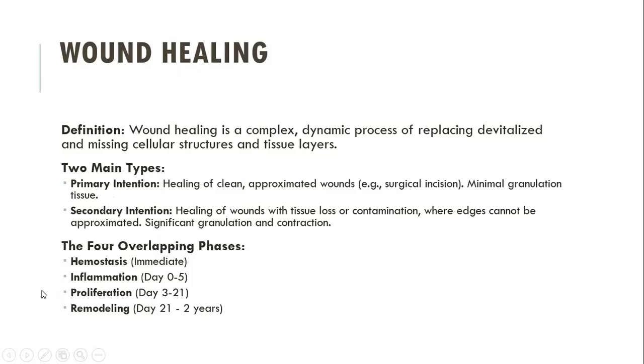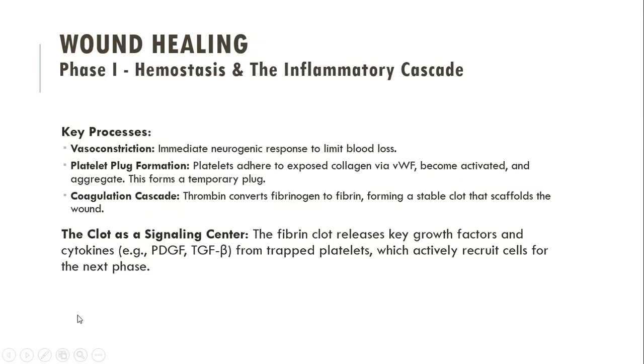Now there are four overlapping phases of wound healing. The first is hemostasis, that is immediate. The others are inflammation, proliferation, and remodeling. Phase one is hemostasis and the inflammatory cascade. In phase one, there are key processes like vasoconstriction, the immediate neurogenic response to limit blood loss.